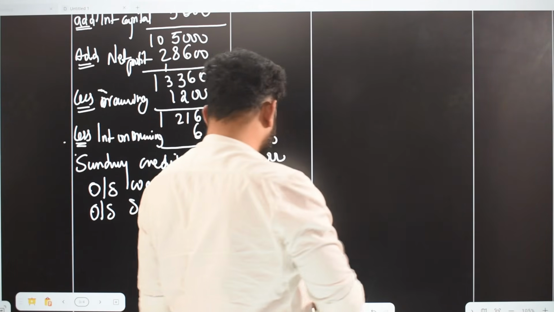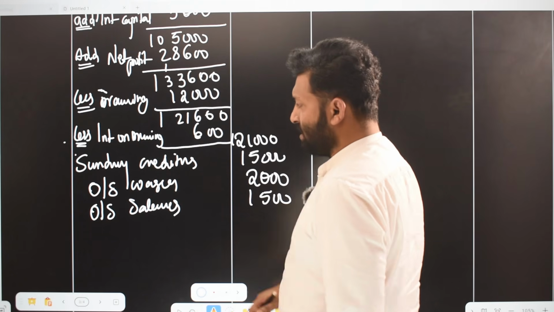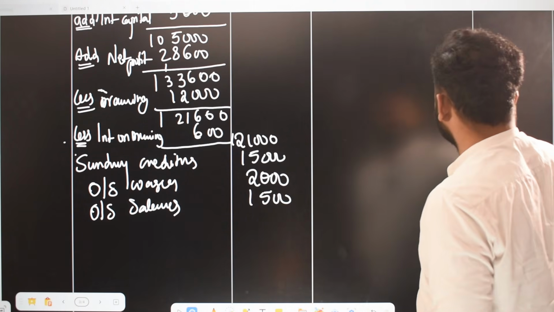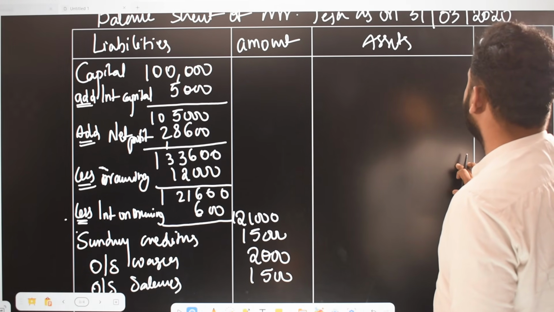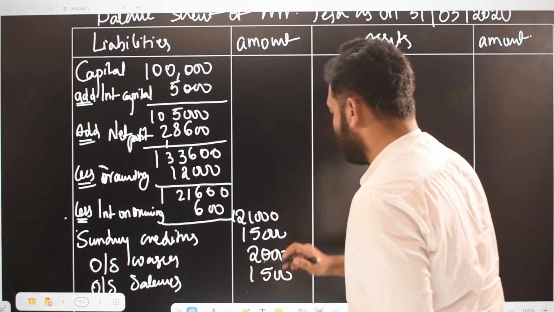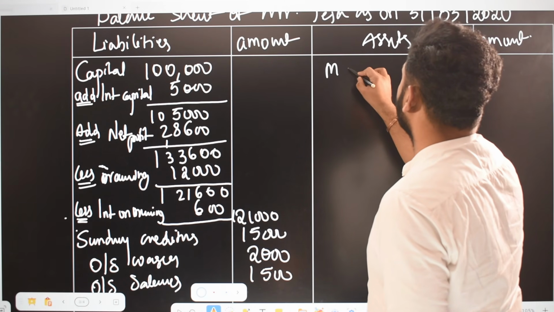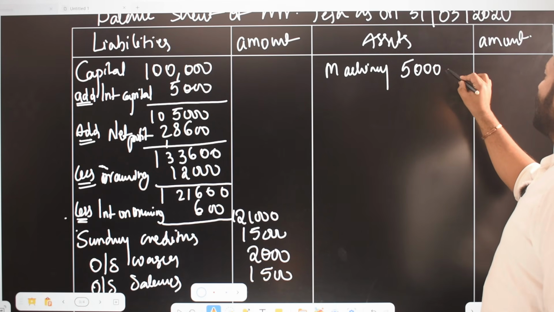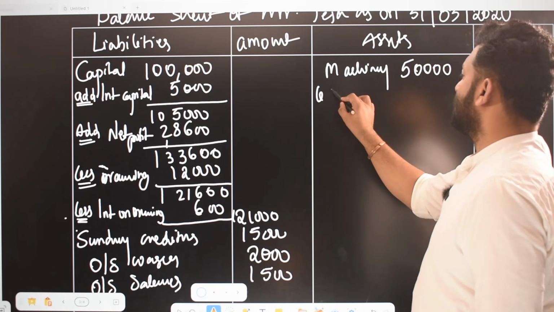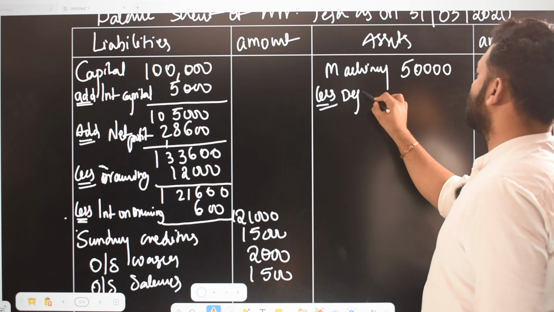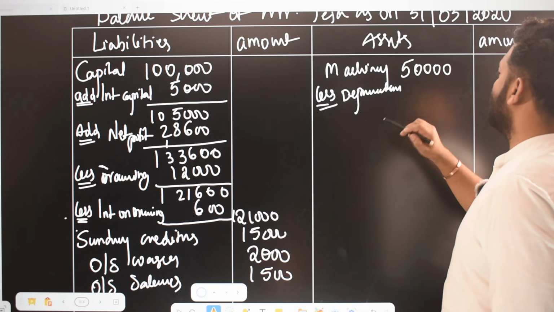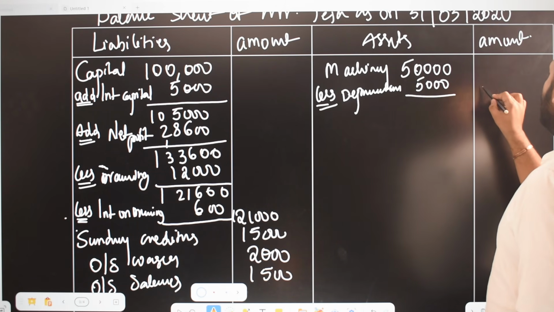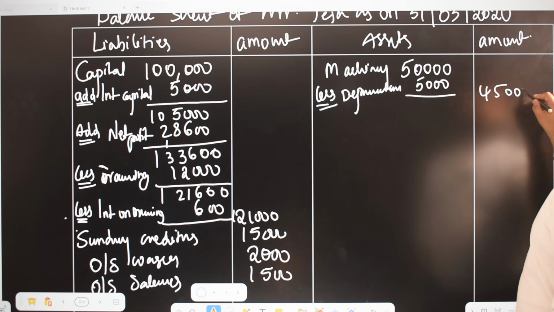So on the assets side, first we write the fixed assets in order. What are the fixed assets in the trial balance? We have machinery. Machinery value is 50,000 and the depreciation is 10%. Less depreciation 10%, which is 5,000. So minus 5,000, the value is 45,000.